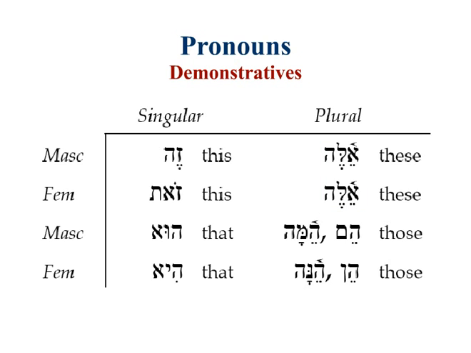The form those, masculine plural, is either heim or hema. Note the dagesh forte in the mem. And those, feminine plural, is either hain or hena. And again, note the dagesh forte in the nun of the form hena. Let's make a few observations on this paradigm.